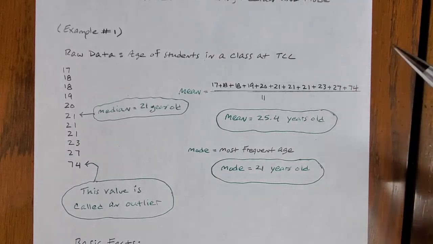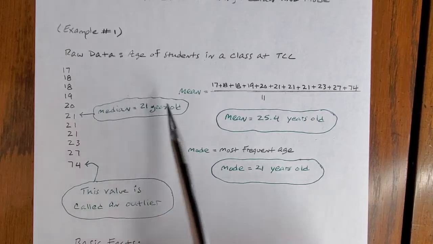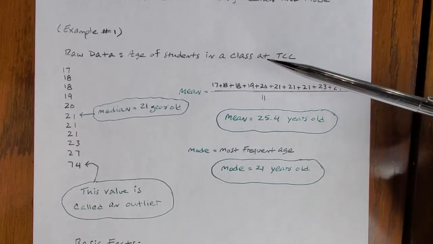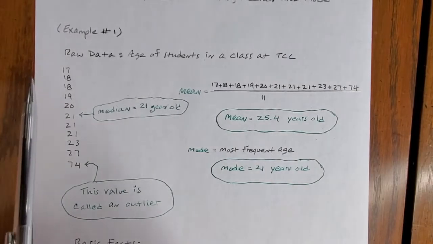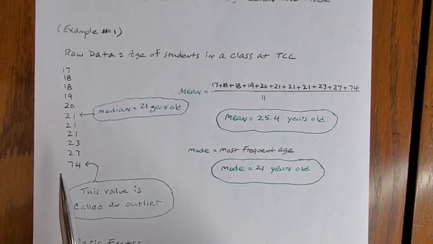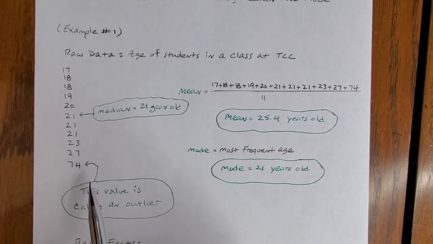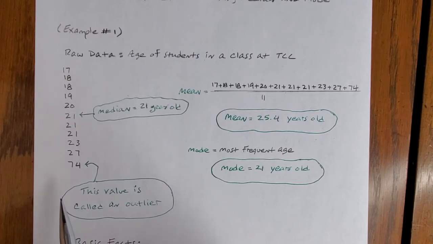Okay, so I have a raw data set here of the age of students in a class at TCC. And this might look more or less typical. The age range of students in a class at TCC, at least to me, kind of depends on what time of day the class is and what the class is and so on, but this is realistic enough.